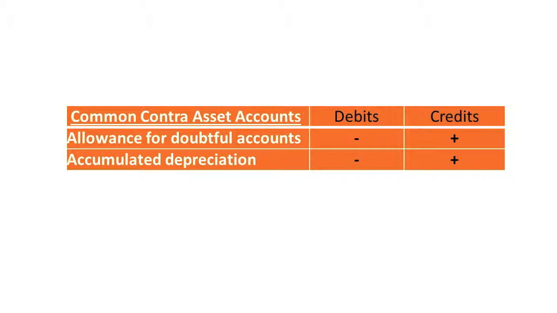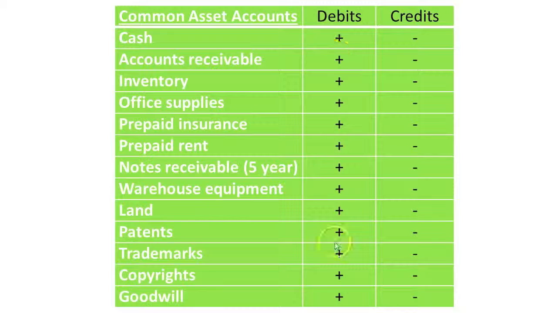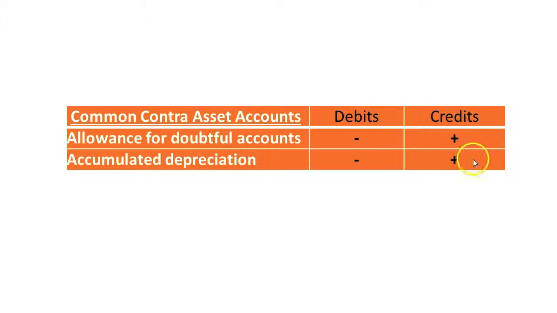These are common contra asset accounts, which I just introduced. Allowance for doubtful accounts, accumulated depreciation. Since they are contra to asset, their rules are exactly opposite. Assets are increased with debits, contra assets are increased with credits.